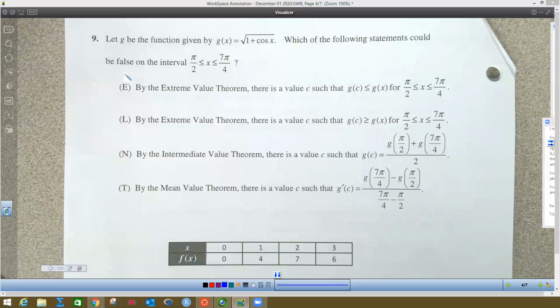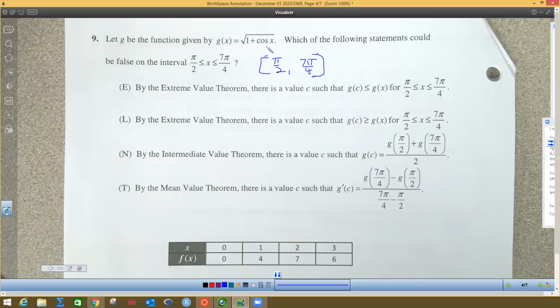All right, so number 9 on 5.2 wants to know which of the following statements could be false based on this interval. Because there are equal signs here, this is the same as including pi over 2 to 7 pi over 4. So we are talking about these endpoints. First of all, we want to know, is this continuous from here to here? And the answer is going to be yes.